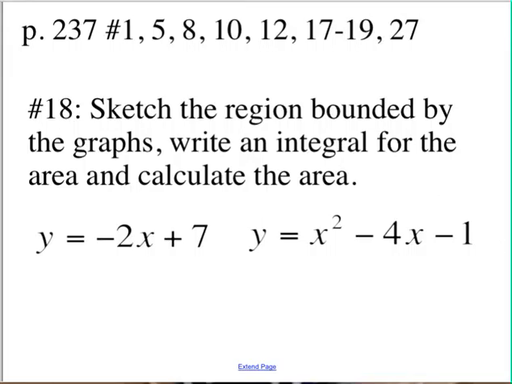This video is going to cover me going over problem 18 from your homework assignment from yesterday. So the problem was that you needed to sketch the region bounded by the graphs, write an integral for the area, and calculate the area.